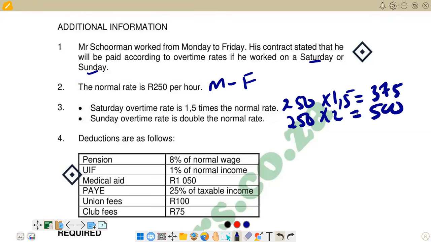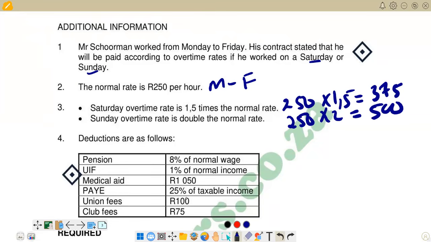And then we also have the deductions. The first part, pension, is 8% of normal wage. We are going to say the normal wage comprises Monday to Friday, where Mr. Scorman is working at the normal rate. So we take the total there and say 8% of that total, then we get the pension. Then the UIF is 1% of the normal wage again. Then we've got medical aid, given as a figure, 1,050.